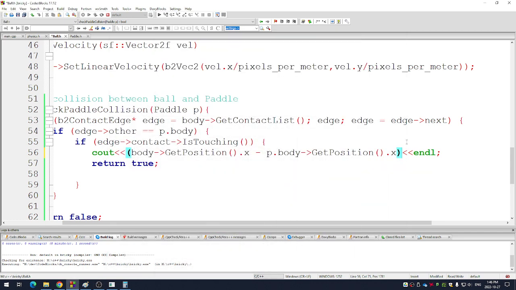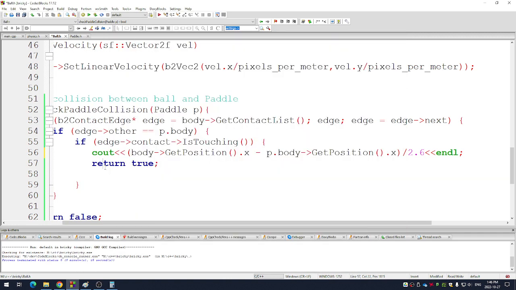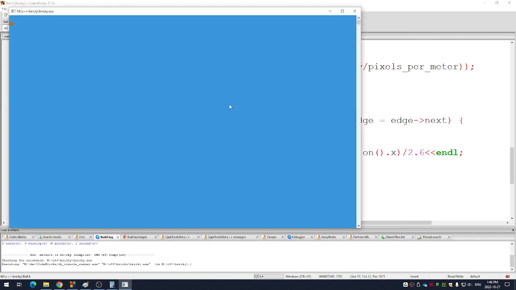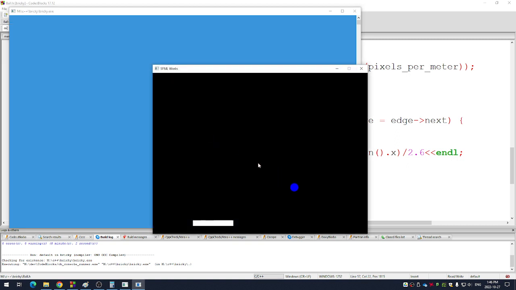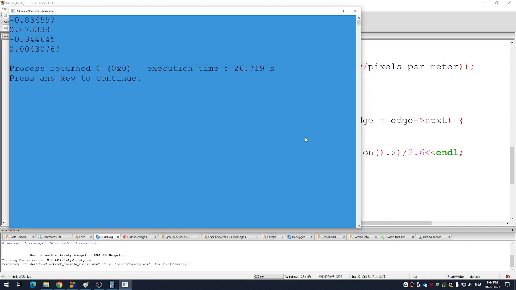I'm unpaused. I'm going to take this number, divide it by 2.6, so now it'll always give me a number between minus 1 and 1. Let's see if that works. Great. Okay, it's always going to give us a number between minus 1 and plus 1, sorry. Let's look. Just kind of normalized it. There's a minus 0.83. Here's a plus something close to 1, 0.87. If I get in the center, it should still be close to 0. I just normalized it so it always gives me a number between minus 1 and 1 depending on where I'm hitting the paddle. So that's great.